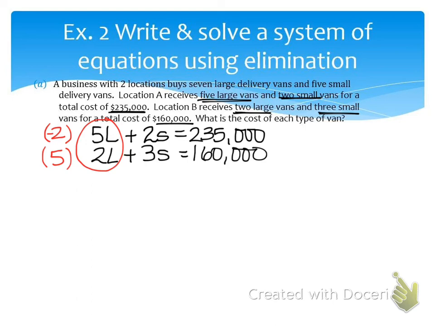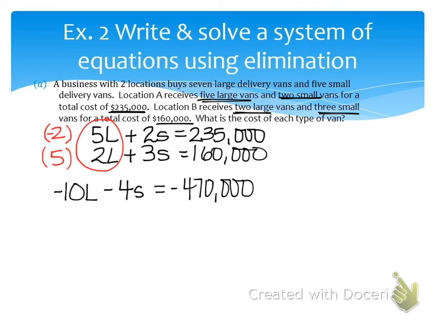Now, we're going to multiply each term in the first equation by negative 2, and what do we get, Carson? Negative 10L plus 4, minus negative 4S. All right, well, just minus 4S. If we say minus negative, we've got a double negative, and that's not what we have. Negative 2 times positive 2 is negative 4S. And it equals 235,000 times negative 2, which is negative 470,000. All right?